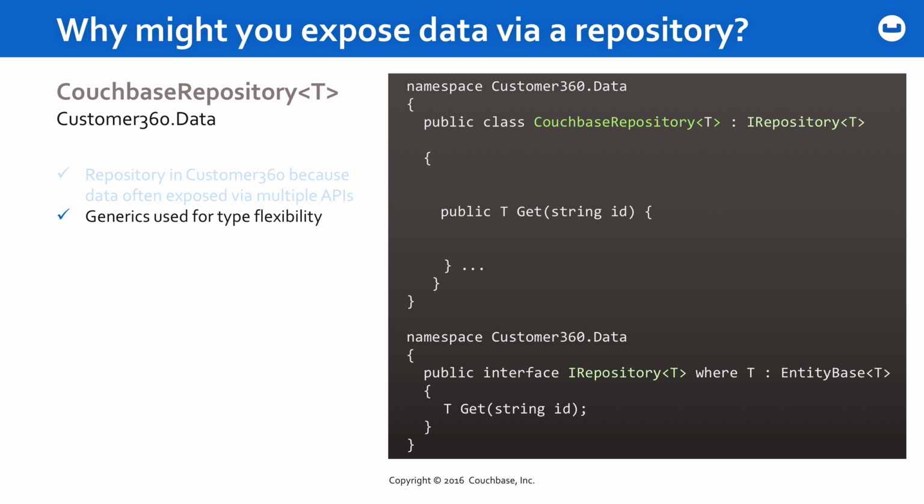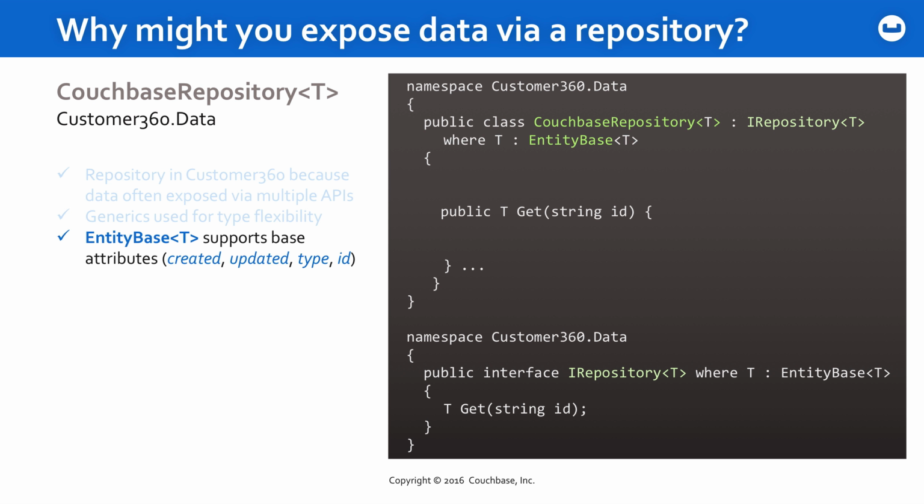Now, we'll also be using generics to ensure type flexibility, because particularly with a flexibly schemed database like Couchbase, the types that you support will evolve over time. Now, as you've already seen, we're going to base all of our data handling around a core entity-based class that exposes common fields like created, update, type, ID, and so on. And then that is typed, and we pass types through our repository as needed.